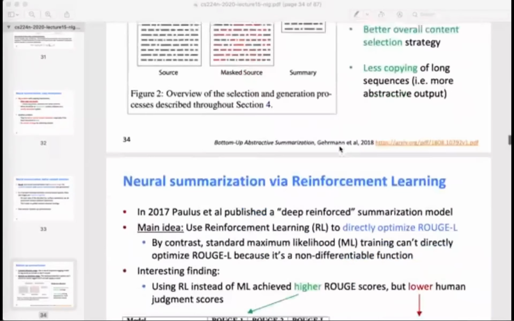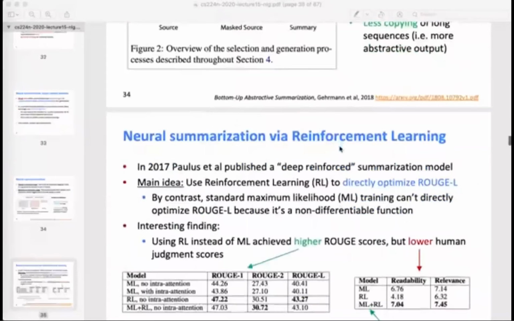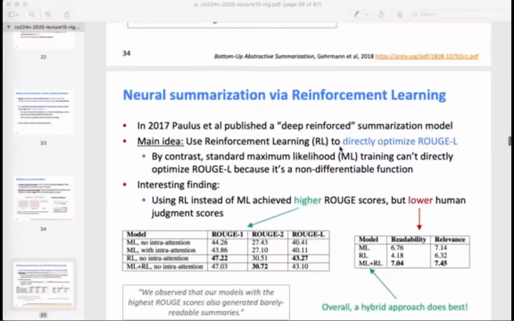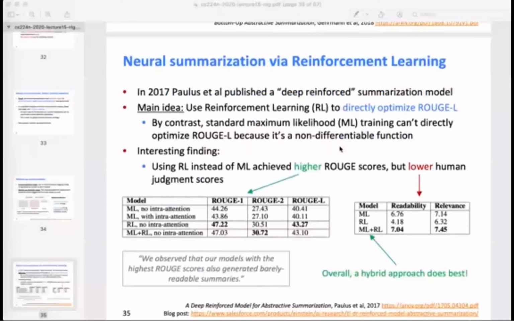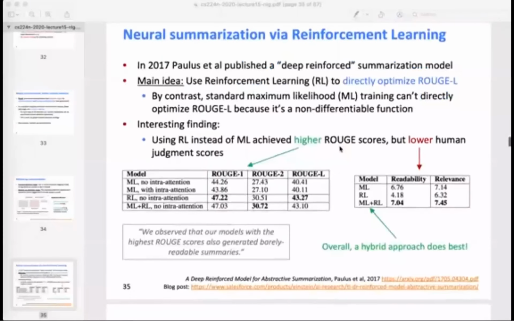Let's look at neural summarization with reinforcement learning. In 2017, Paulus et al. published the deep reinforced summarization model. The main idea is to use reinforcement learning to directly optimize the ROUGE score. Previously, researchers used the standard maximum likelihood method to train, but they could not directly optimize ROUGE-L because it's a non-differentiable function.